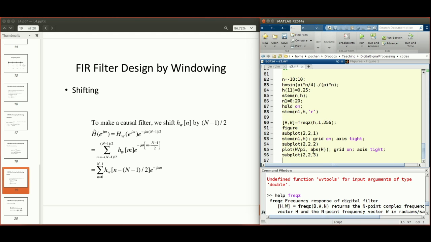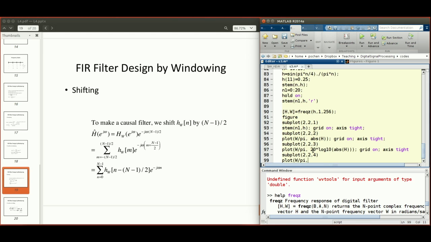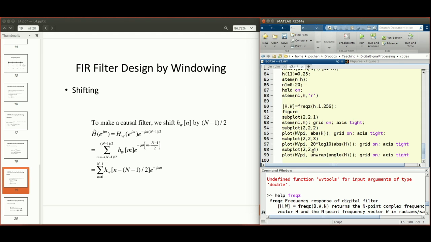This is plotting the absolute value on a linear scale. Suppose we want to plot it on a log scale in terms of dB. Then we can just do 20 times log 10 of the absolute value of big H. So the last subplot, we're gonna use it for plotting the phase. Still normalize the frequency, and then we're gonna do an unwrap of the angle of big H.